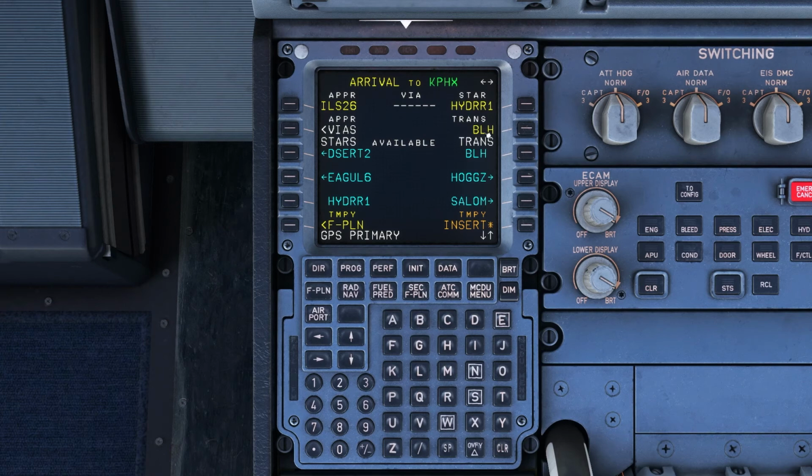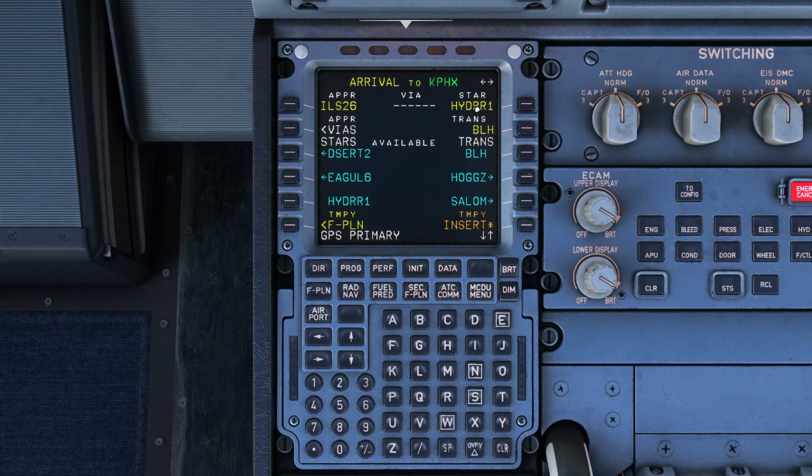There you go. Now, the way I read this, I'm flying along, I hit scenery, the flight plan says to go direct to BLH, and then from there I'm on the Hyder 1 arrival. So in the flight plan, you see here BLH, so you're flying along, you're going to hit BLH. That's going to take you to or put you onto the Hider 1 arrival.